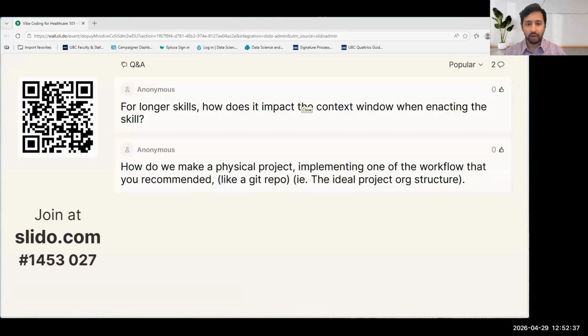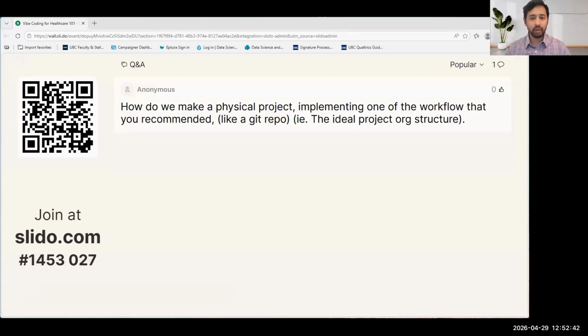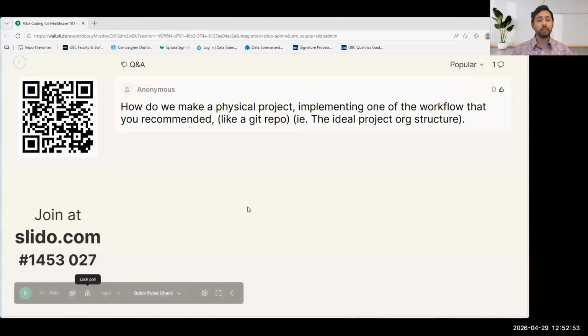And then the next question is how do we make a physical project implementing one of the workflows that you recommend, like a Git repo? How do you actually make it? Git repos are very easy to make, if that's the question.